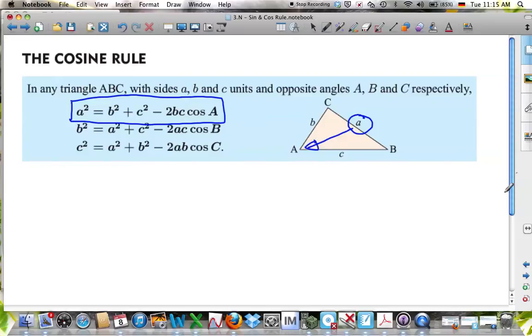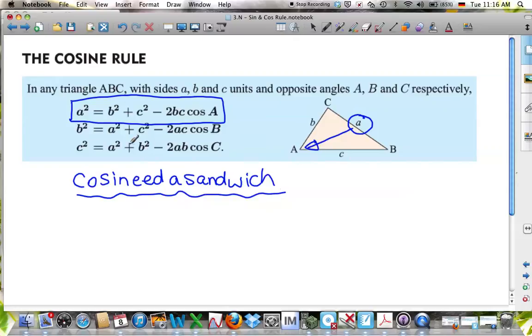You use this rule when, and I need you to learn this phrase, the phrase that says, "'cause I need a sandwich," and it is lunchtime almost. Okay, you need to learn this phrase, "'cause I need a sandwich," because you use the cosine rule whenever you're interested in an angle that is sandwiched in the middle of 2 other sides. We'll look at an example, I think is easier rather than talk in theory.